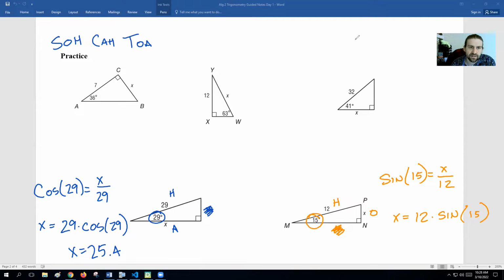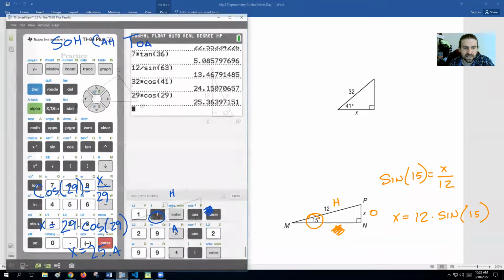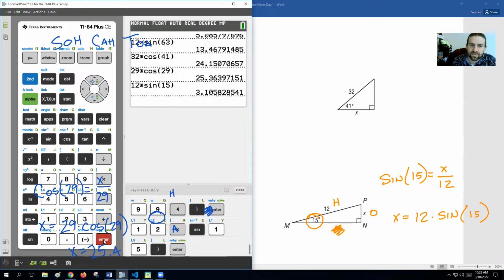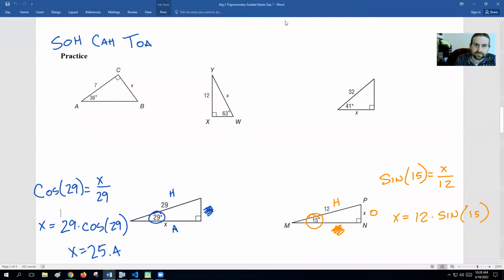Plugging this into the calculator. So hopefully now you guys can start to see a lot of this is just making sure we know how to use the right function so we can tell the calculator exactly what to plug in. The calculator does actually all the hard work. This one we don't have to round. That's just 3.1. And so there we go.